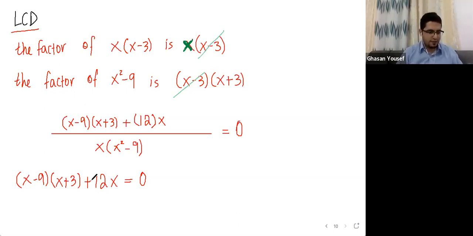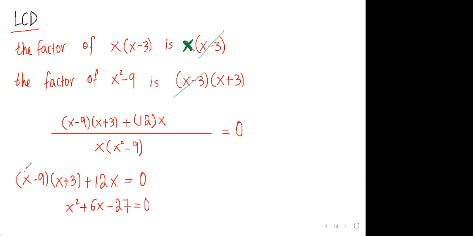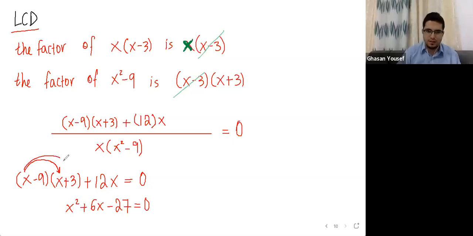Now let's distribute everything and simplify. After I simplify, I will get x squared plus 6x minus 27 equals 0. Here you distribute the x inside the parentheses and the other x with the 3, and distribute the minus 9 inside this one. After that, you combine with the 12x and you get x squared plus 6x minus 27 equals 0. Now, to solve this, we have to factor it.